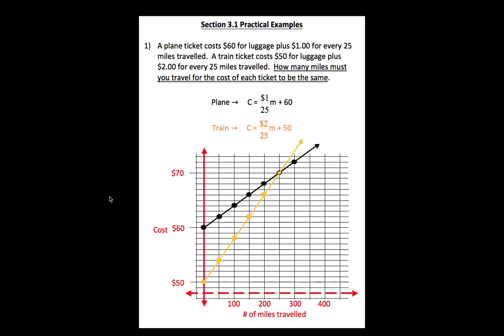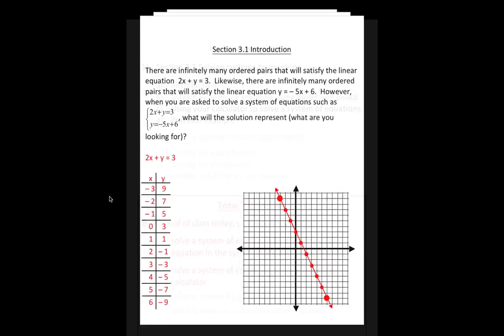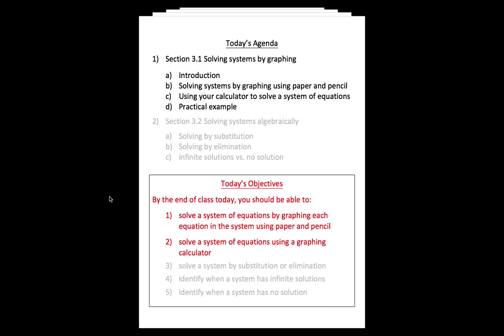So in conclusion, from this video, you should have been able to solve a system of equations by graphing each equation using a paper and pencil. Much like we did in Chapter 2, again, we're going to identify the ordered pairs on each line individually and connect the dots for both equations. We're just going to draw both graphs on one coordinate plane.